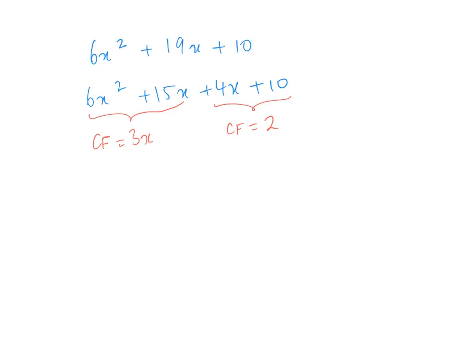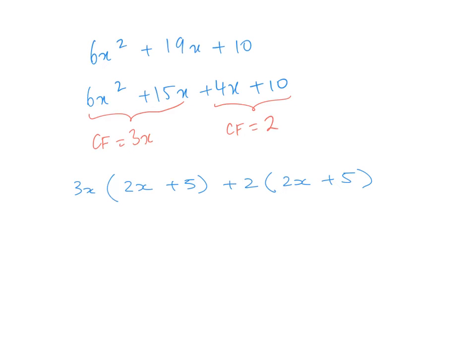I can now take a 3x on the outside. Now 3x times something should give me 6x squared. That's 2x. And 3x times something should give me 15x, and that's 5. Now I have 2x plus 5, and my aim is to get the same factor with the next two terms. So I'm going to take 2 outside, and I'm hoping to get 2x plus 5. 2 times something should give me 4x, well that's 2x. And 2 times something should give me 10, and that's 5.